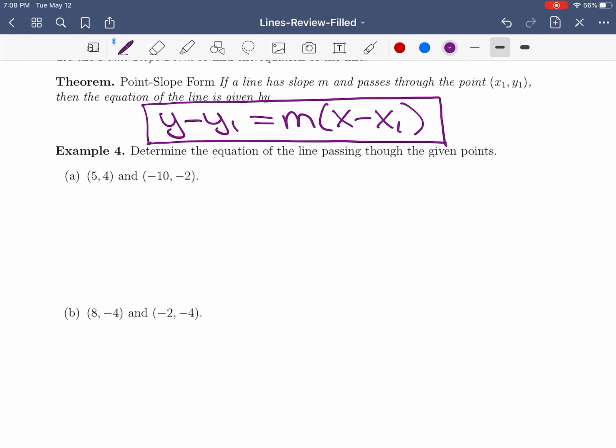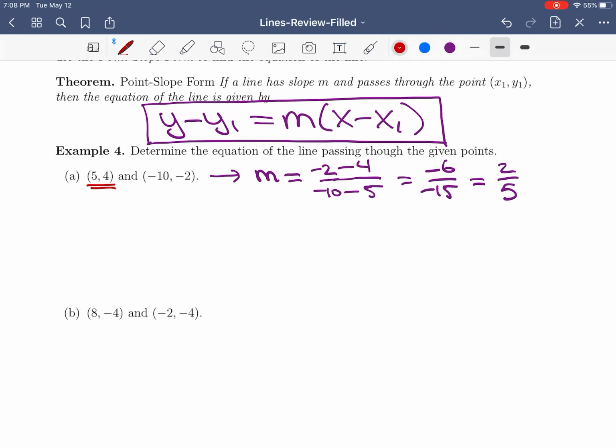Okay, so let's do an example with this one. So suppose that I have these 2 points here, so 5, 4, and -10, -2. So I don't know the slope, so the very first thing I need to do is compute the slope. So y2, so negative 2 minus 4 over negative 10 minus 5. So this is going to be negative 6 over negative 15, which is a positive number, and they're also both divisible by 3, so it's going to be positive 2 over 5 is our slope.